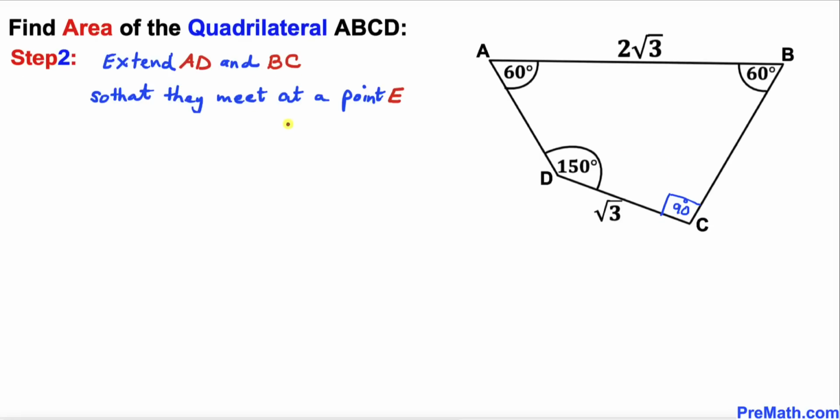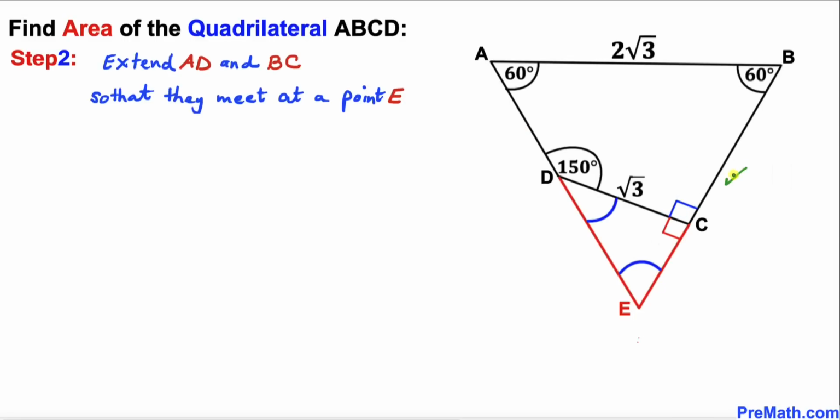And here's our next step. We are going to draw some auxiliary lines. We are going to extend these lines AD and BC. Let's extend BC all the way over here, and likewise AD over here as well, such that they meet each other at point E. And here's our nicer looking diagram, and as a result we got this triangle CDE.